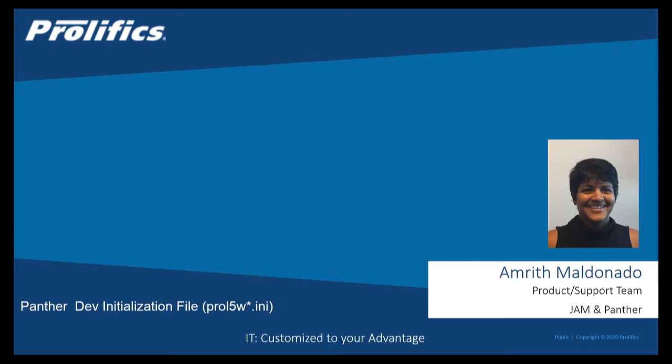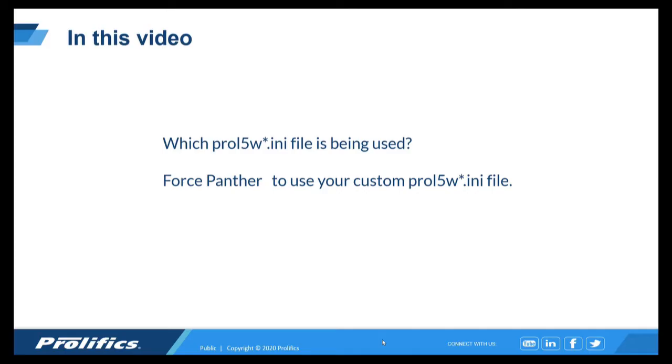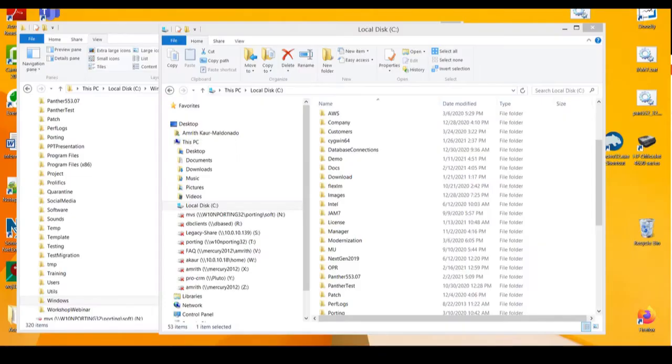Today I'm going to talk to you a little bit about our Panther Initialization file. This is also known as your prol5w32 or prol5w64.ini file, depending on what business your Panther application is. I will cover which initialization file is being used by your Panther application, as well as how to force your Panther application to use your customized initialization file.